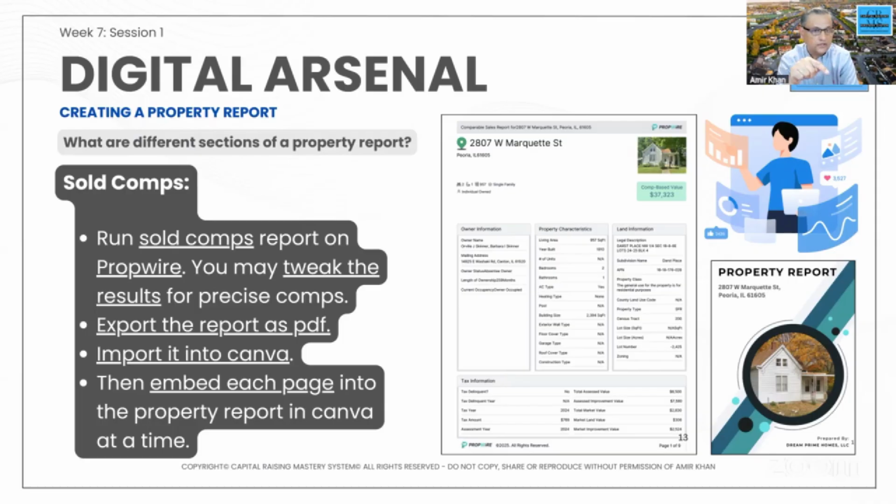If you choose 10 or less, there will be a small export button right next to it, and it'll export as a PDF. That's what I do. I export the result of the sold comps as a PDF and then embed them into the Canva report. And that other video that I'm talking about will actually walk you through the process.